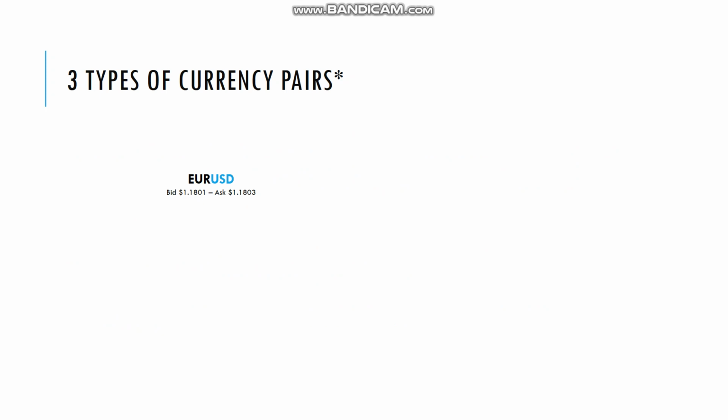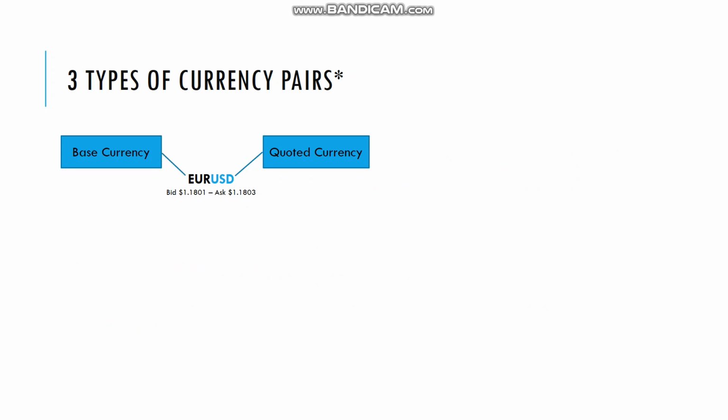But first, here's a quick review of key terms used in the industry. For the euro-dollar pair that is trading around $1.18, the currency listed second is called the quoted currency, because the price movements on the charts are measured in US dollar terms. The currency listed first is referred to as the base currency. We'll use their respective positions to categorize them in 3 types.